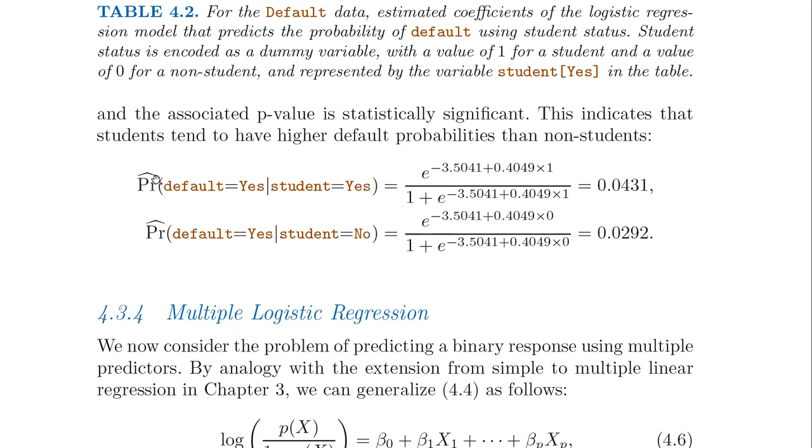And now we're speaking of the estimated probability of default if the individual is a student, and that's 4%, and the probability of default given that the individual is not a student, which is 2.9%.